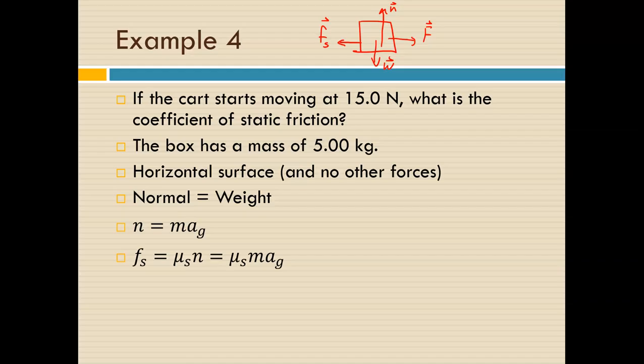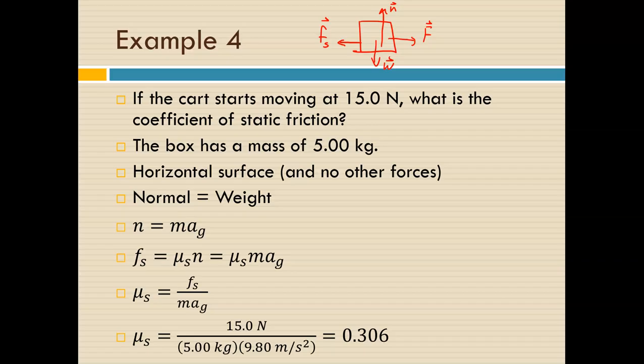From our previous equation, n is equal to mass times the free fall acceleration, so we'll just do a straight substitution. That gives us the expression that F sub s, the static friction, is equal to mu sub s times m times a sub g. We know what the static friction is. That's just going to be the force we apply. And we can calculate the weight by taking the mass, 5 kilograms, and multiplying it by 9.8 meters per second squared. That gives us a coefficient of static friction of 0.306. Again, 3 significant figures because we have trailing zeros in the problem. Okay, so that's the first problem.